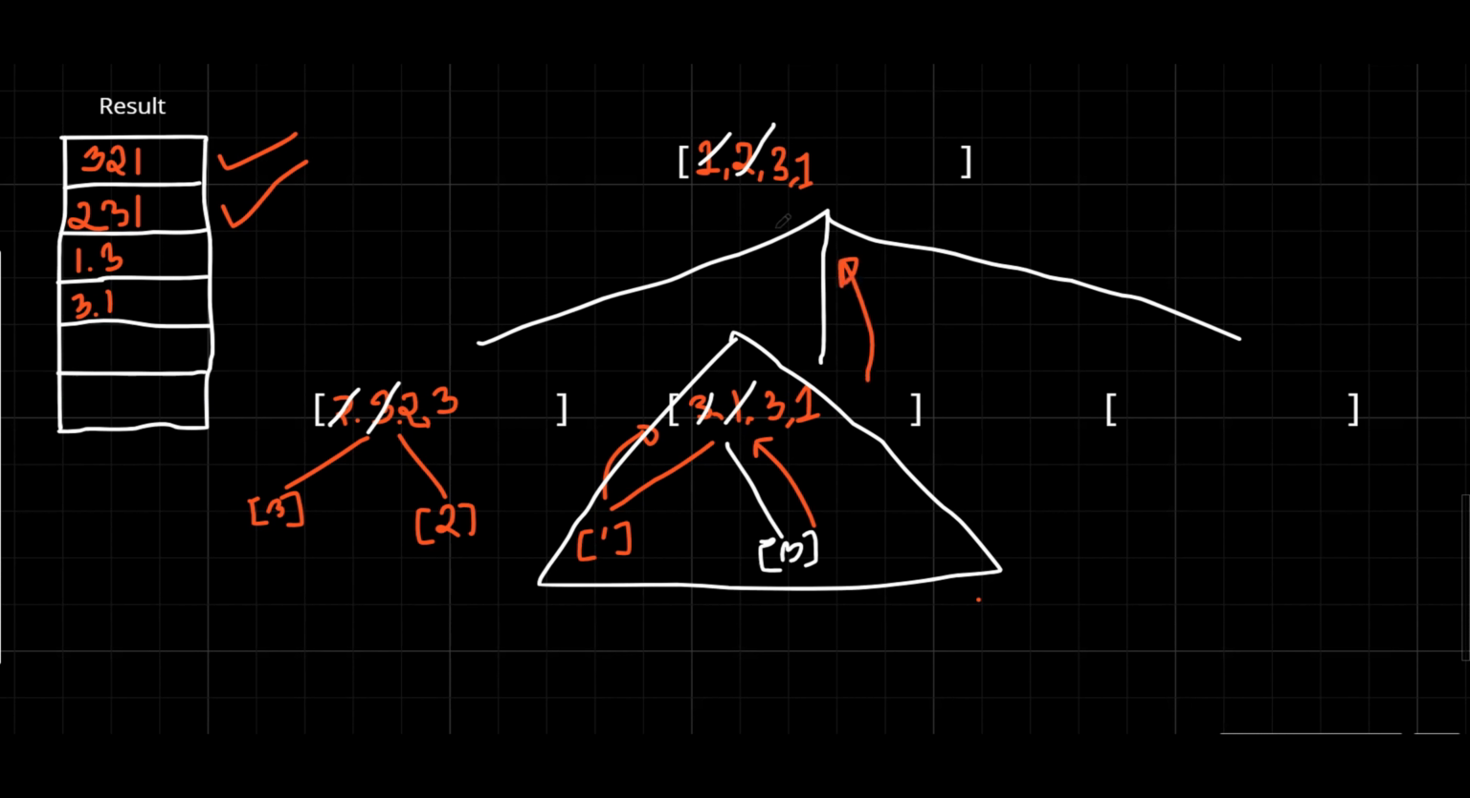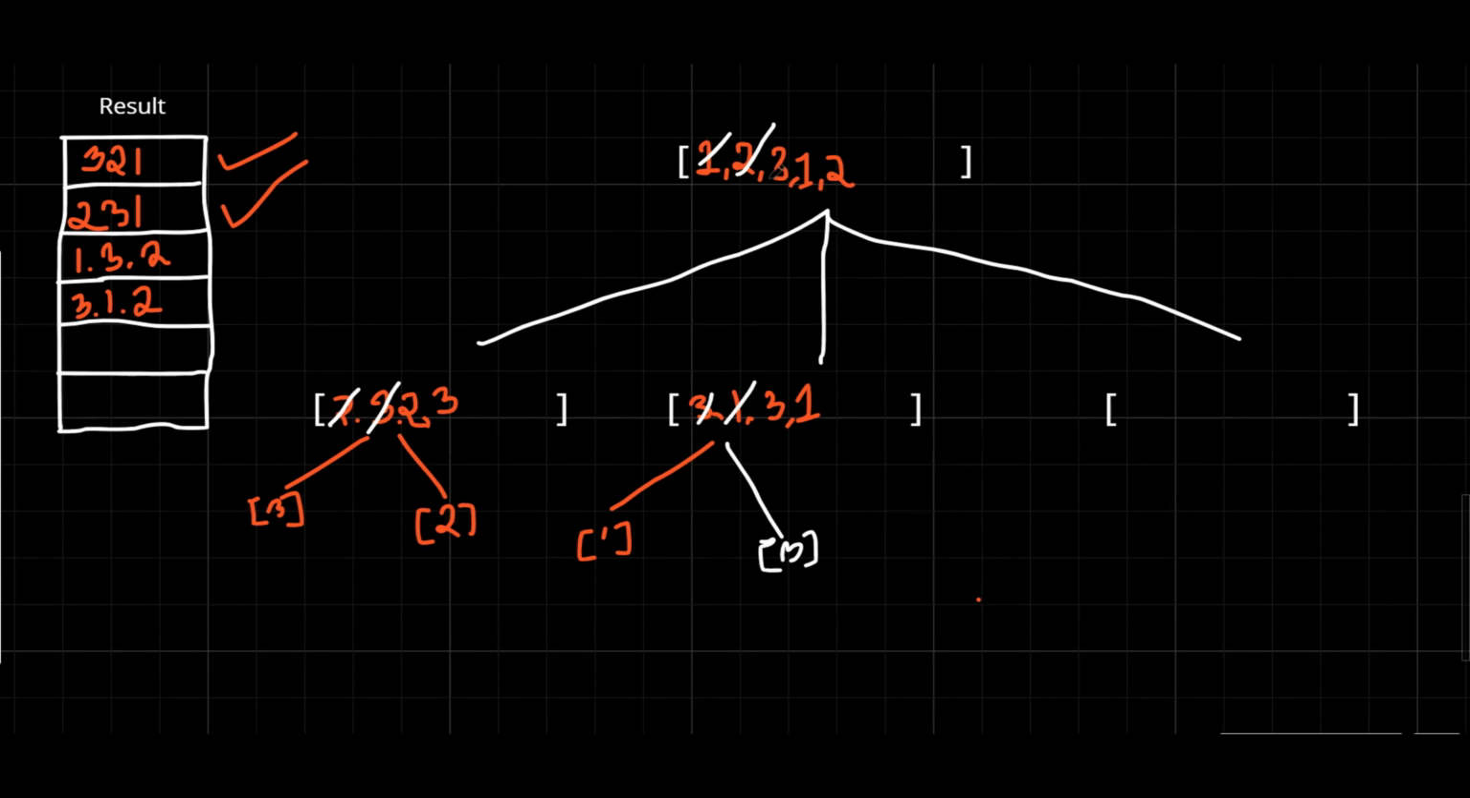But as we ignore the element 2 before exploring the subtree, we have to append the element 2 at the last of the vector here. And also we have to append 2 here and here as well. So now we have found another two permutations of this vector, which are 1, 3, 2 and 3, 1, 2.